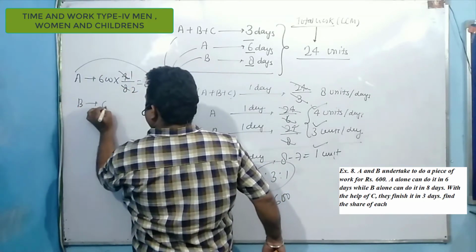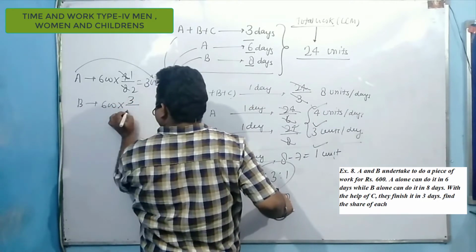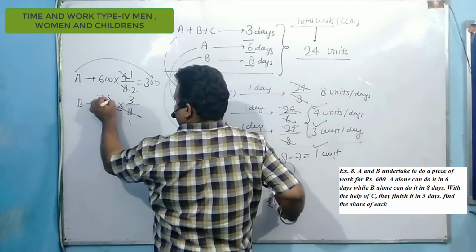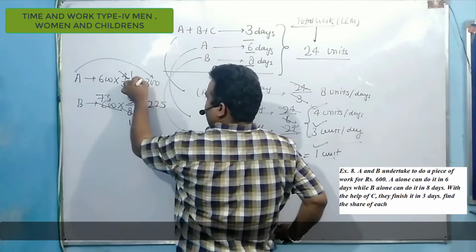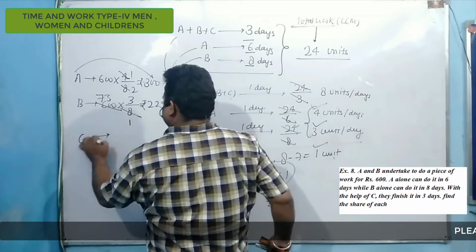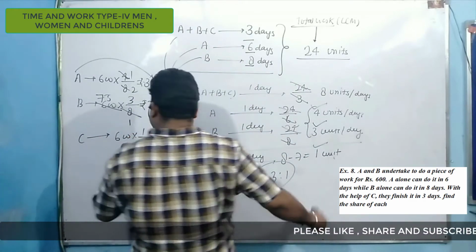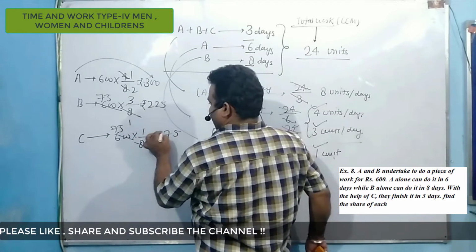Now, what is B's contribution? 600 multiplied by 3, the ratio for B, divided by 8. So 8 ones are 8, 8 sevens are 56, so this is 225 rupees. So 225 rupees goes to B. Now what does C get? 600 in the ratio of 1 by 8. So this will be 75 rupees.